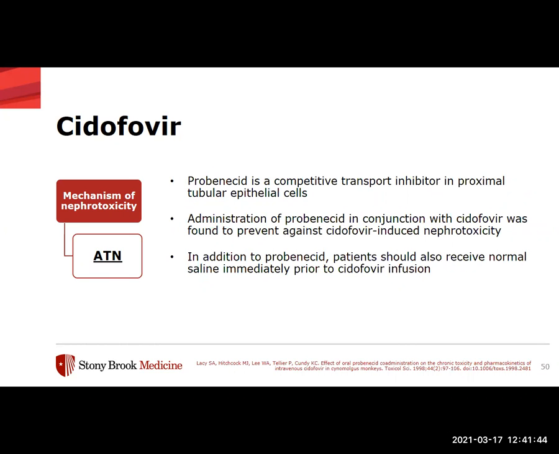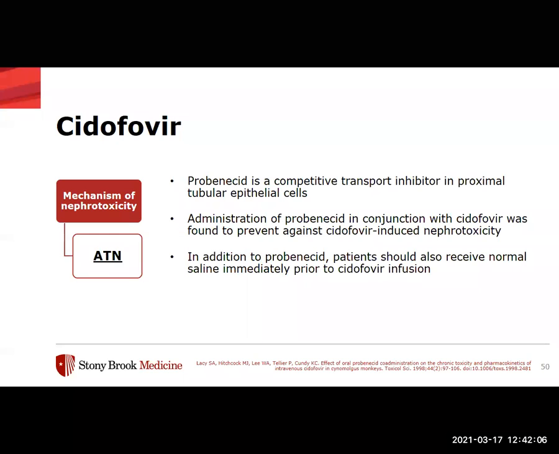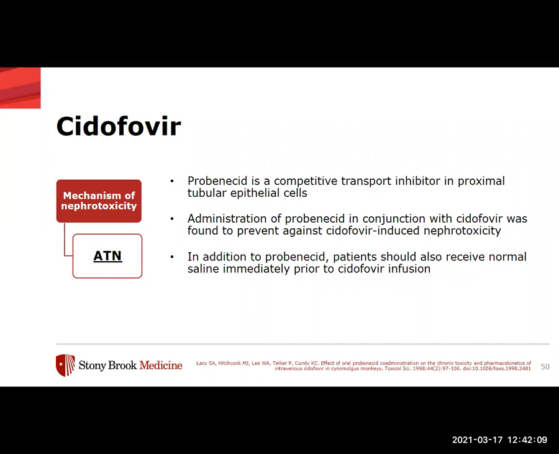So probenecid is a competitive inhibitor of organic anion transport in the proximal tubular epithelial cells. Because of this mechanism, it was previously evaluated for its effect on the chronic toxicity of cidofovir and was found to prevent cidofovir-induced nephrotoxicity because it is acting on these tubular cells. That's the focus of the cidofovir-induced nephrotoxicity. So in practice, when a patient is receiving cidofovir, therapy should be accompanied by both probenecid and fluids. And I'll go into the exact regimen on the next slide.